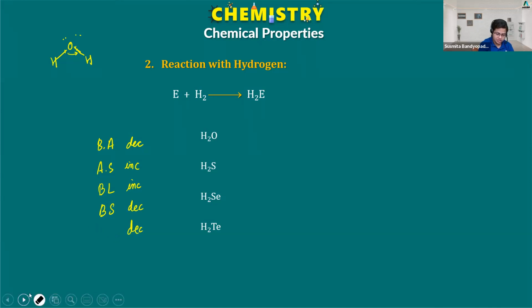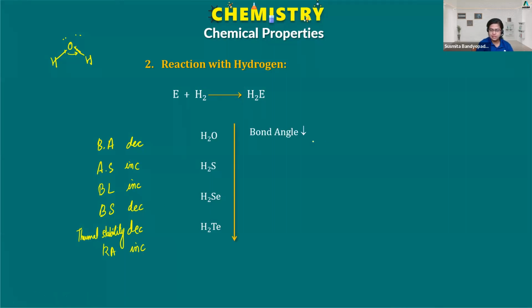TS would be too much. Should I write thermal stability decreases? Reducing nature, the hydrogen would be more available down. Increases. Let's have a look. Bond angle, anywhere you require an explanation, please say, because it's a discussion going on.